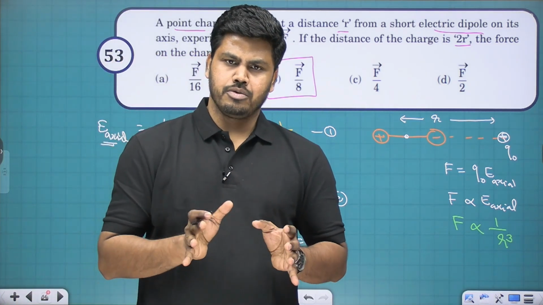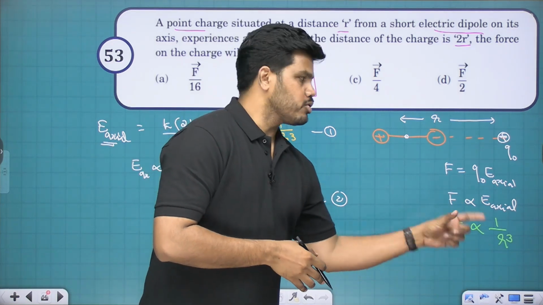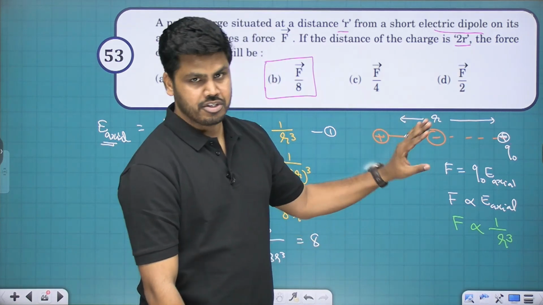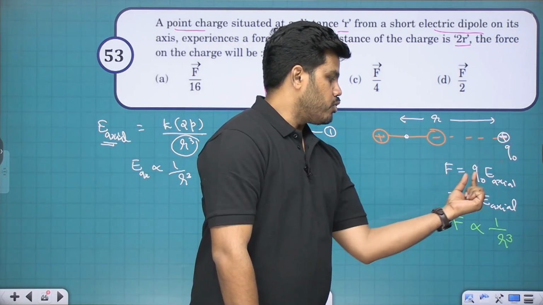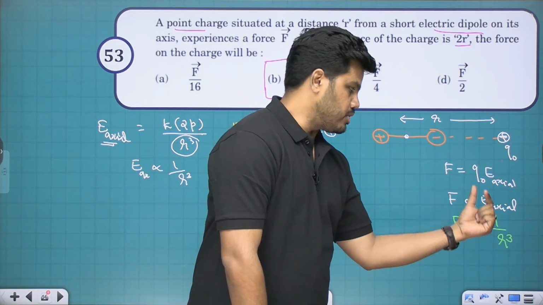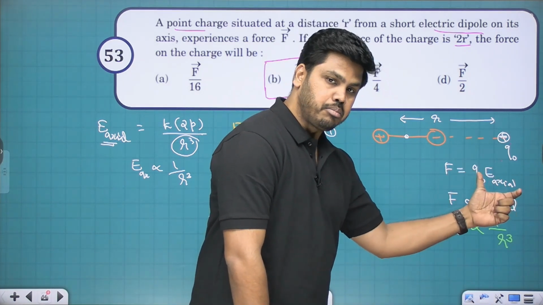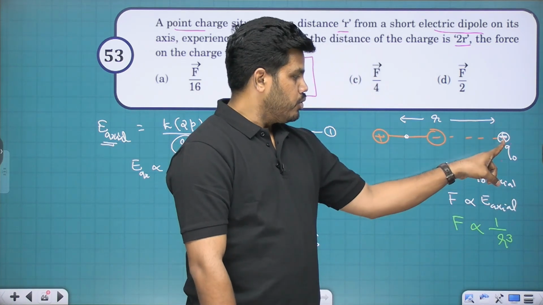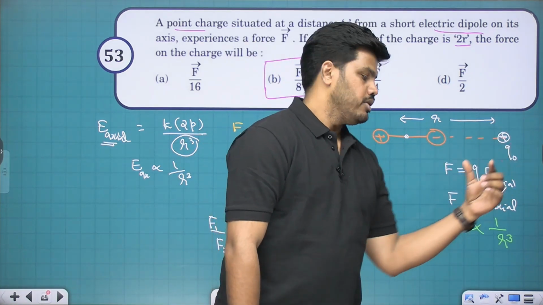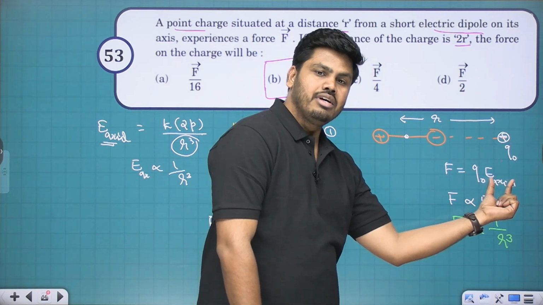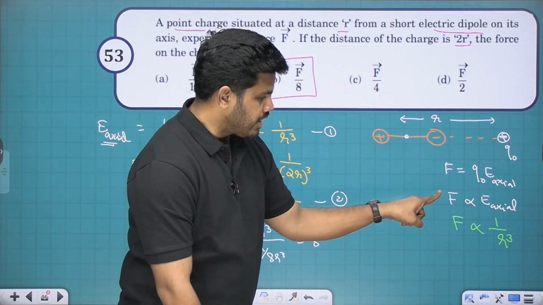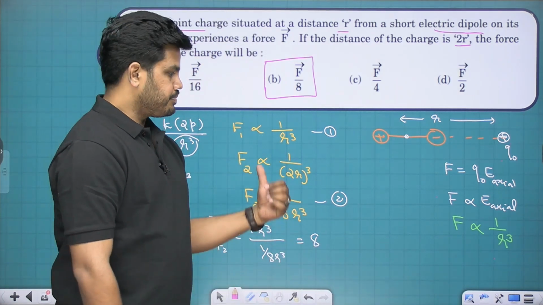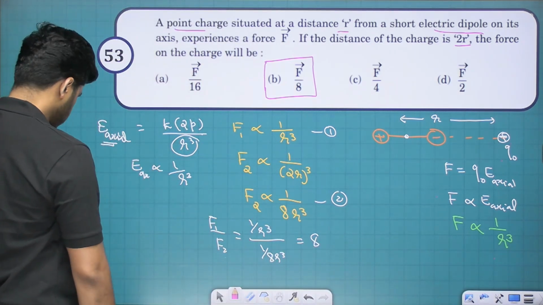Okay, so understand the question, then start solving it. Force acting on a point charge kept near a dipole. That was the situation. So it will experience a force which is equal to the product of the charge and the electric field at that point. F is equal to QE. We were taking that electric field because the same charge I am going to move to somewhere else. So the only change in this equation is E axial. So we found the relation between F and E axial, which is inversely proportional to R cube. Good. So we got the correct option as B.